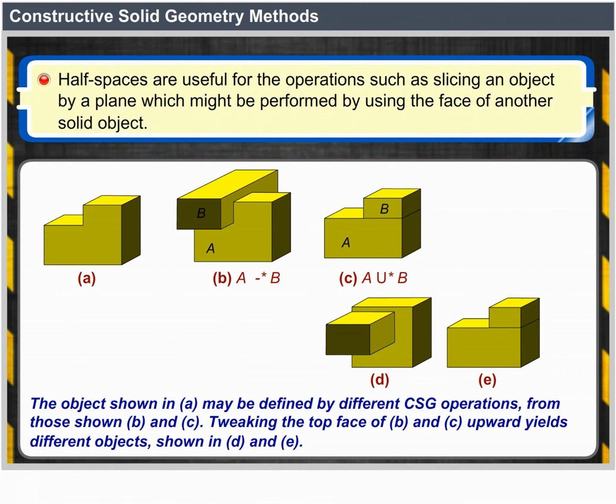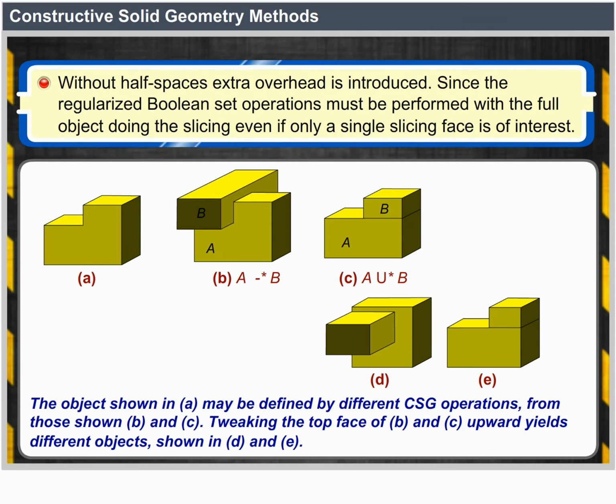Half spaces are useful for operations such as slicing an object by a plane, which might otherwise be performed by using the face of another solid object. Without half spaces, extra overhead is introduced, since the regularized Boolean set operations must be performed with the full object doing the slicing, even if only a slicing face is of interest.